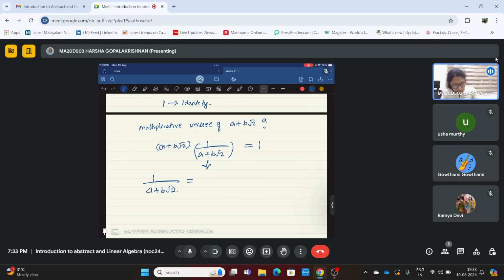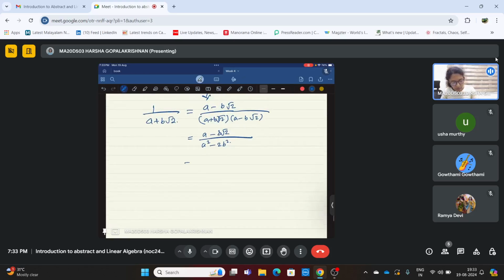Okay. Here, we can multiply with a minus b root 2 on both the numerator and denominator. So what we will get is a minus b root 2 over a square minus 2b square, since a plus b root 2 into a minus b root 2 is a square minus 2b square. So we get a by a square minus 2b square plus minus b by a square minus 2b square root 2. Just check the calculation. If something is wrong, you can correct it.